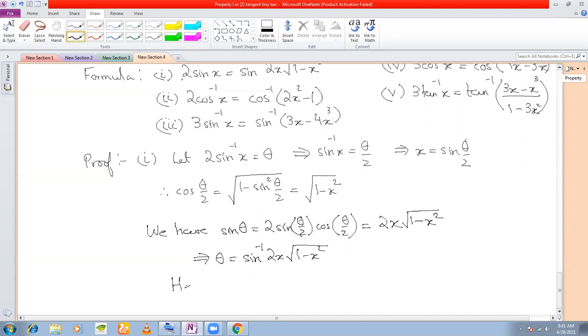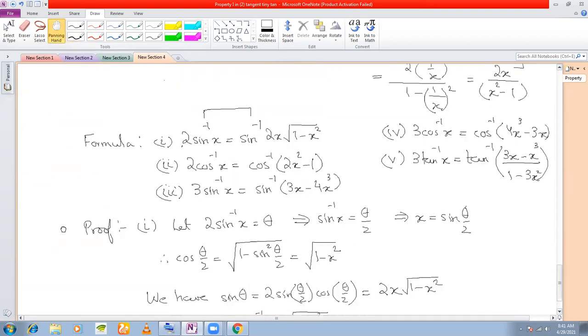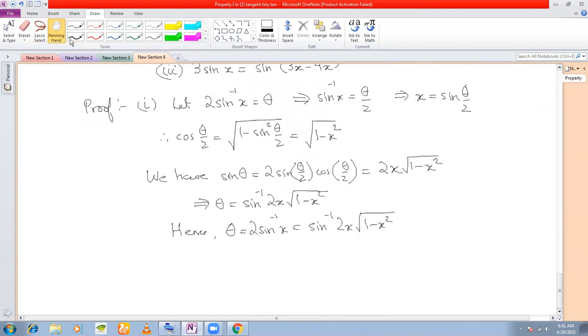Hence, theta is equal to, we started with 2 sine inverse x and we finished at sine inverse 2x root 1 minus x squared. This was the proof of the first one. Let us finish the proof of the second one also, where you have to convert cos inverse to a cos inverse. So again, we start by saying let 2 cos inverse x is equal to theta.